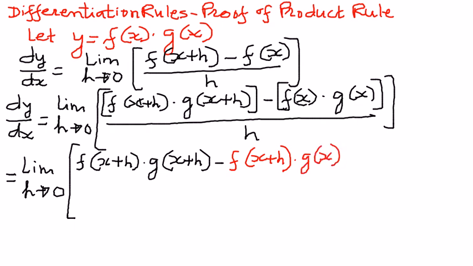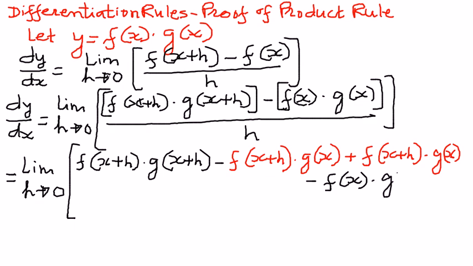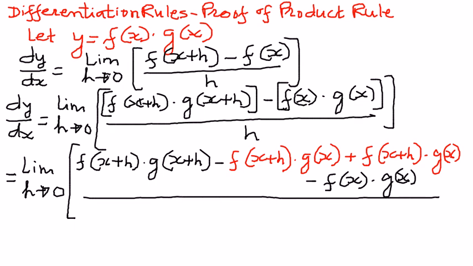And then I'm going to add the same function, f of x plus h times g of x, minus, the rest of the function is this, minus f of x times g of x. And this whole thing, I'm going to put a bracket here, this whole thing is divided by h, and I'm going to close the bracket here.